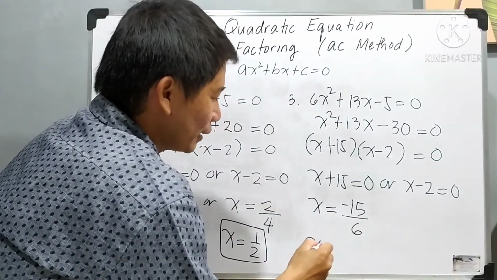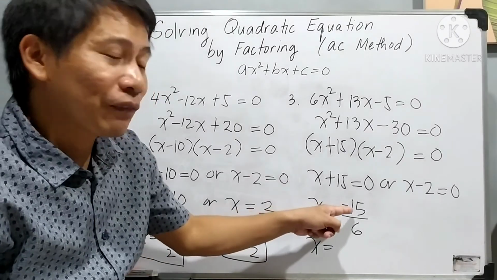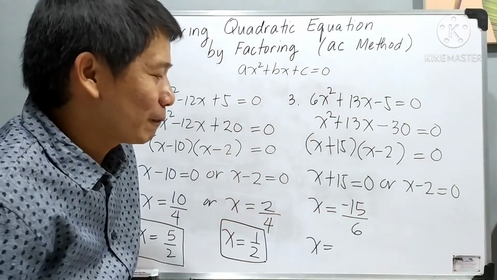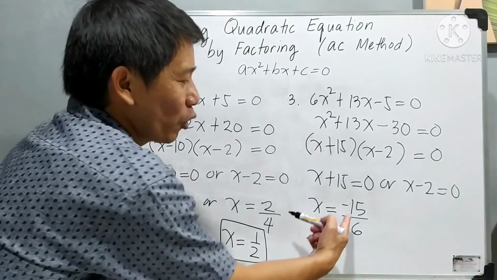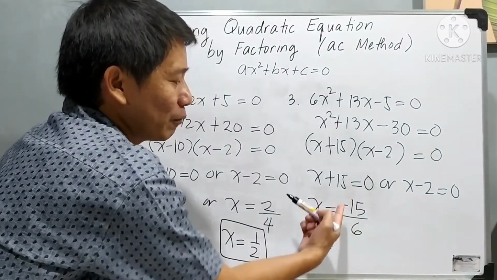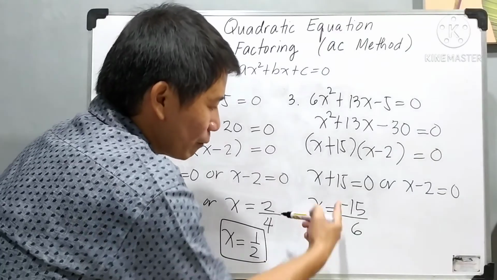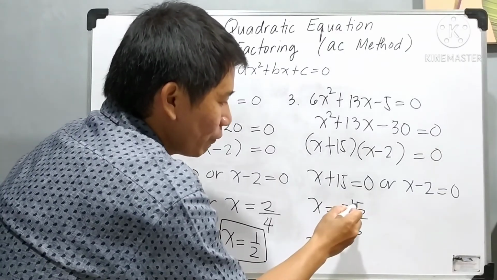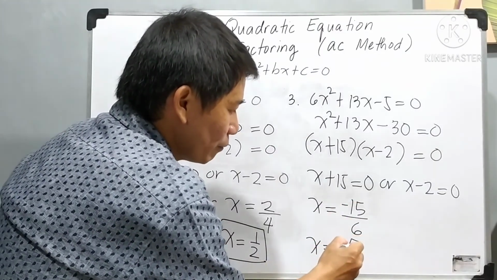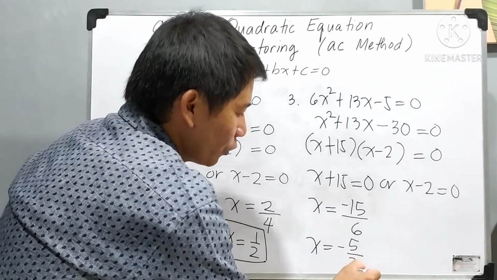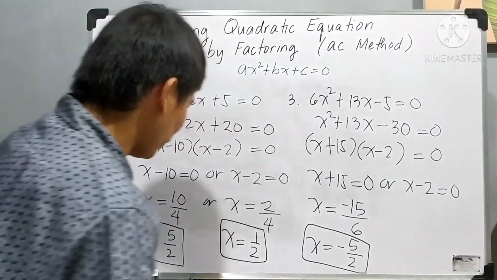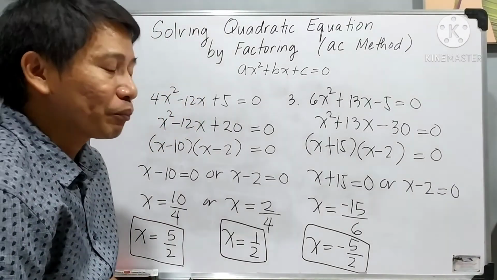So, final answer, x is equal to what? 15 is not divisible by 6. So, ilo-lowest term lang natin. So, common factor nila ay 3. So, divide natin by 3. Remember, this is negative. So, therefore, negative 15 divided by 3 is 5. And 6 divided by 3 is 2. Therefore, our final answer is negative 5 over 2.